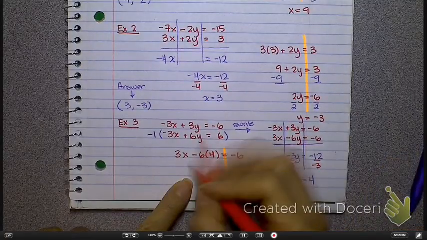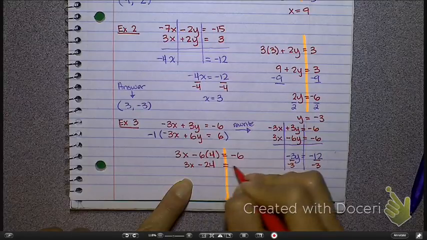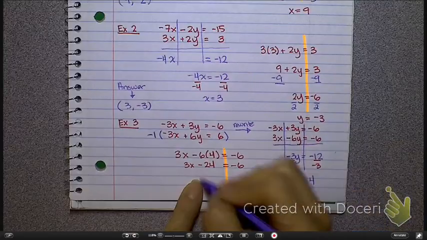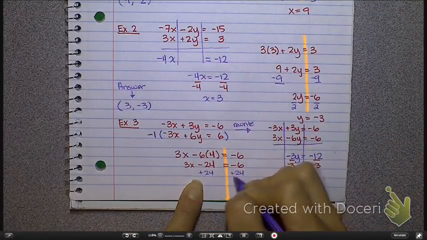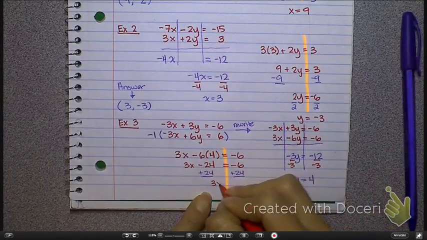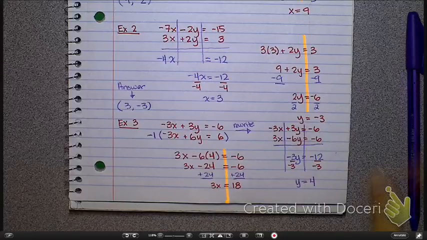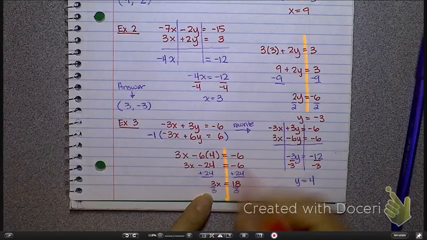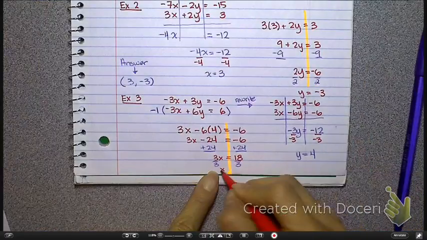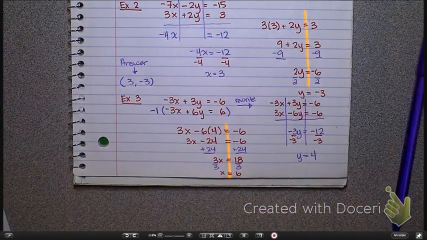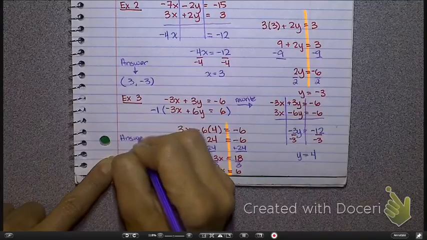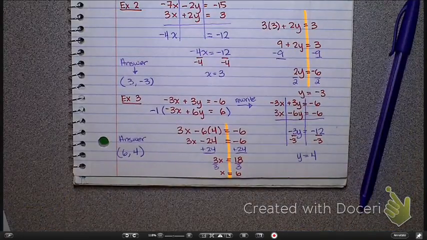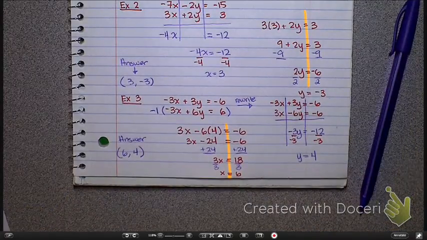So we get 3x minus 24 equals -6. What am I going to do next here? Add. Okay, so we get 3x equals 18, and last step would be doing what? Divide. So what do we get for my value of x? Yeah, x is equal to 6, right? Okay, so what's your ordered pair for your answer here? (6, 4). Okay, does anyone need more time catching up on that one?